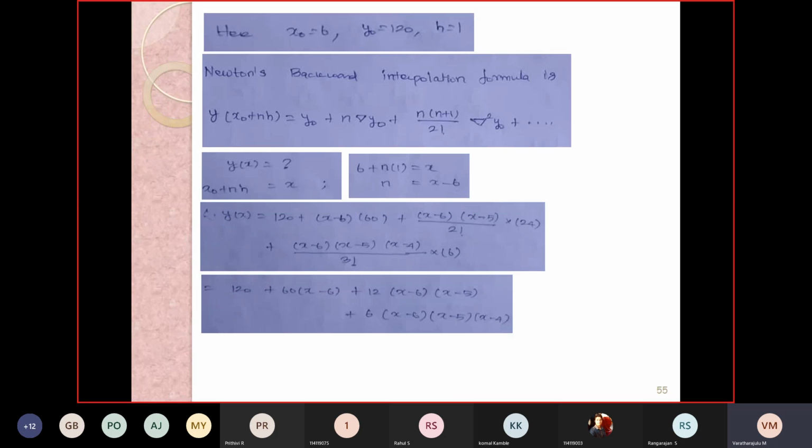By doing the simple calculation, we will get 120 plus 60 into x minus 6 plus 12, as 24 divided by 2 becomes 12, into x minus 6 into x minus 5. And here 6 divided by 3 factorial, we have the 3 factorial here, x minus 6 into x minus 5 into x minus 4.